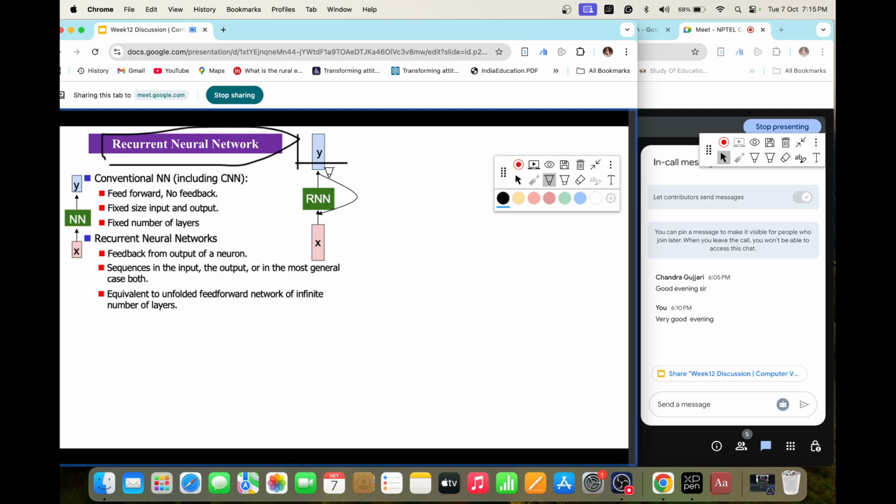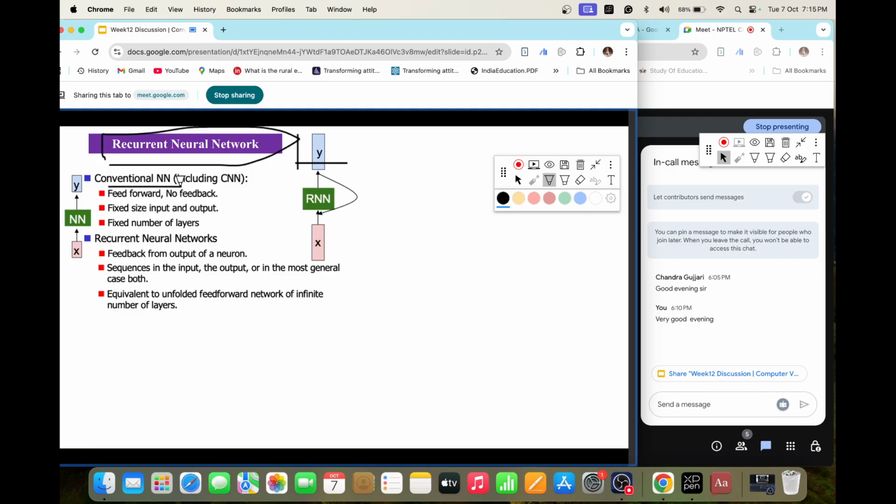Recurrent neural network means the information is not only moving in a forward direction, but it can also move in a backward direction. If I remove this arrow, the information is only moving in the forward direction, so that is nothing but your simple network. But here, after this hidden layer, before going to the output, the information is again passing before the hidden layer. So that is known as recurrent neural network. That means not only the forward direction, but it also takes the feedback.